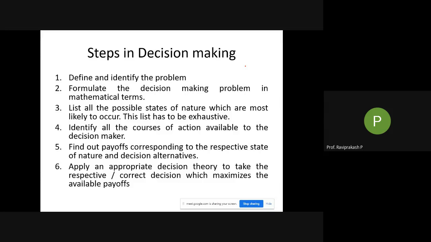Now I'll just briefly explain what these are. First, define and identify the problem. I would like to take the same example I gave you so that you will understand better. So what is the problem here? You need to come from your home or wherever you are to the college. So this is the problem.